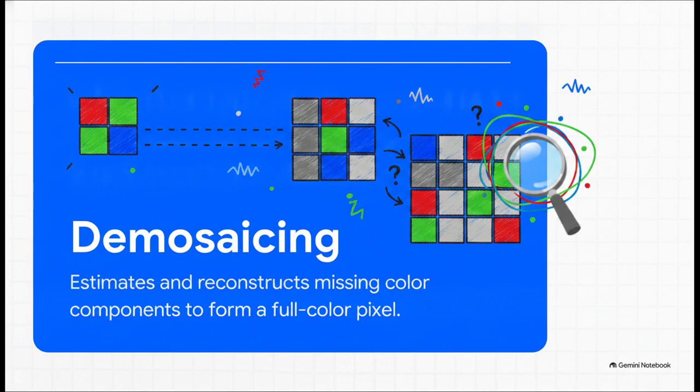Enter demosaicing. This is the digital image process that estimates and reconstructs the missing color components from that raw Bayer data. It looks at neighboring pixels and uses complex math to guess the missing colors. It magically transforms that raw 50-25-25 mix into a beautiful, full-color RGB pixel grid where every single pixel finally has its own red, green, and blue values.